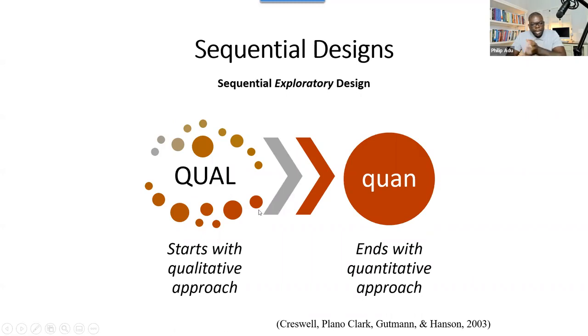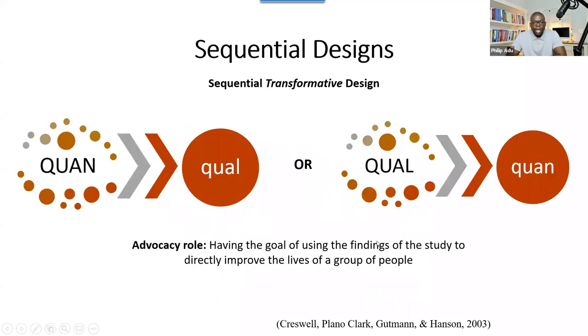and then based on the findings, you can develop an instrument and give out the instrument to a large number of people. So you see how the qualitative findings is informing the process. So it's sequential because you always have to wait to finish the first phase before you continue with the second phase. And we also have sequential transformative design.